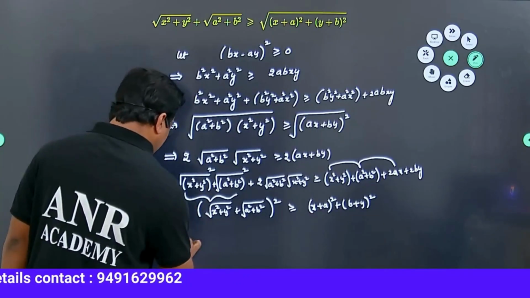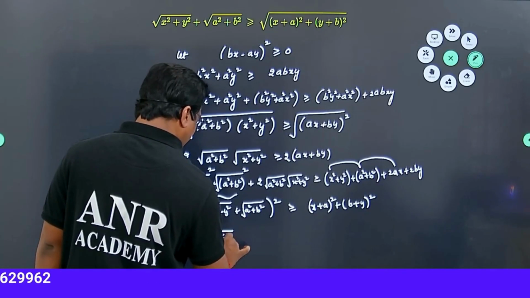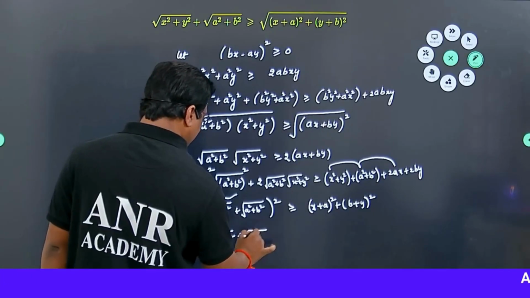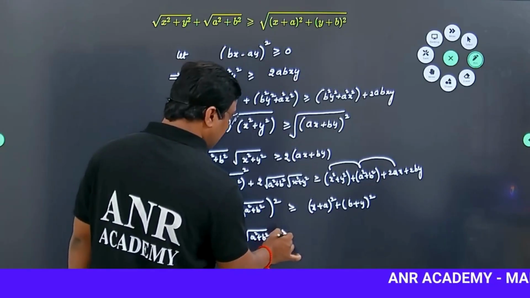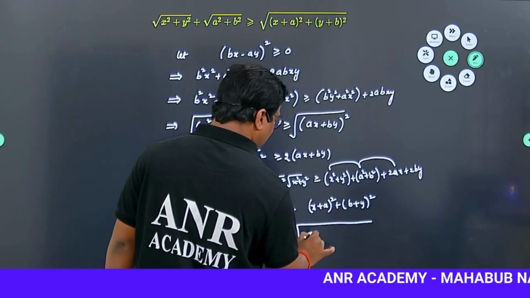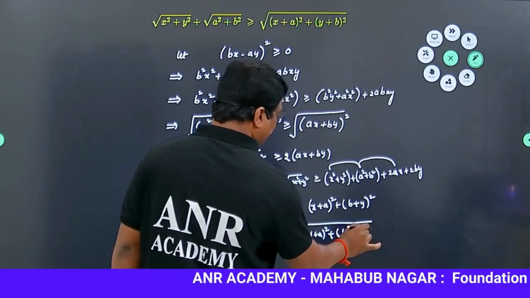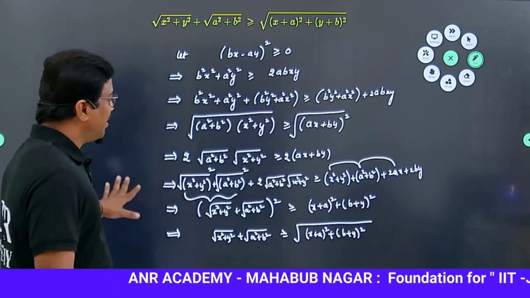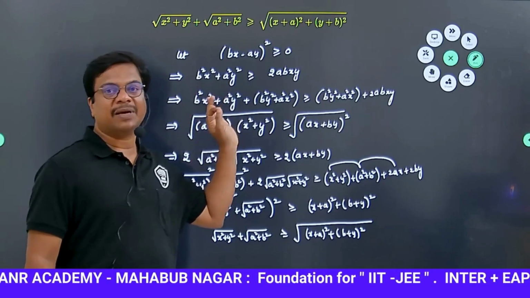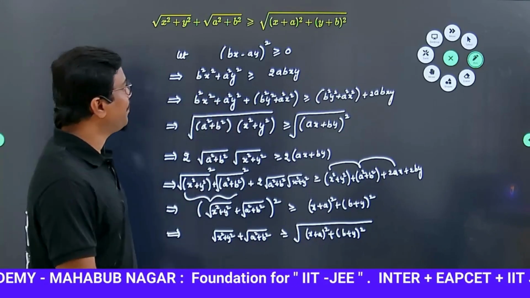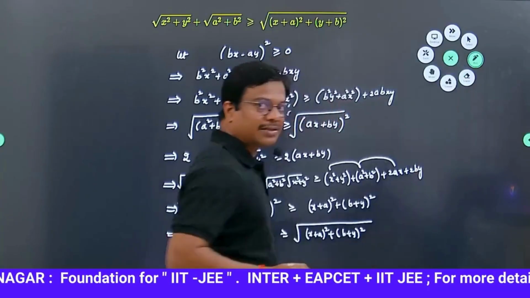Now in the last step, applying power 1 by 2 on both the sides, you will get root over x square plus y square plus root over a square plus b square, which is greater than or equal to root over x plus a whole square plus b plus y whole square. The proof is very difficult, but you can easily remember it by the basic triangle property. You know that the sum of two sides is always greater than the third side.